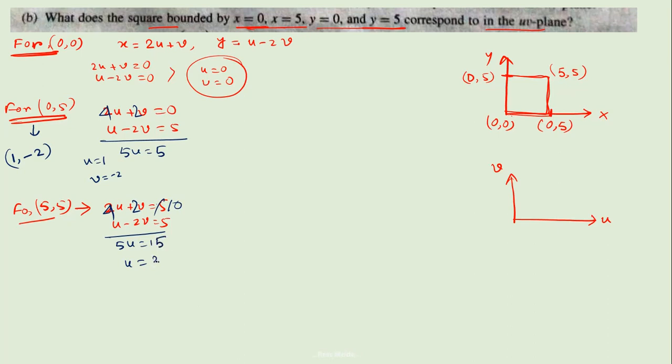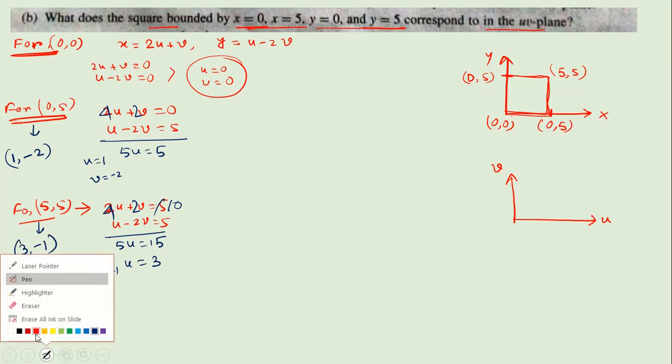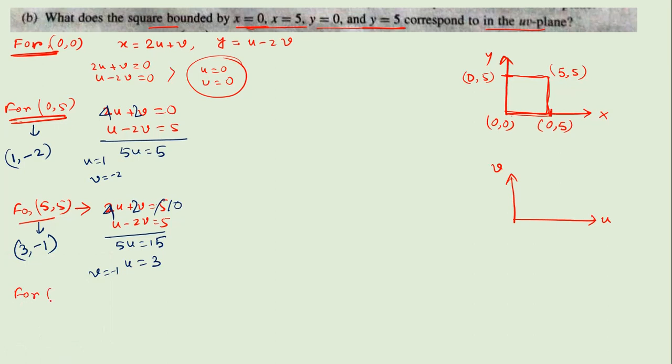So this is 3, u equals 3. If you put 3 here, minus 2, so v will be minus 1, so this becomes 3 comma minus 1. Clear? And for the other point, 0 comma 5 is already calculated, this is 5 comma 0. I think I write here, this will be 5 comma 0.